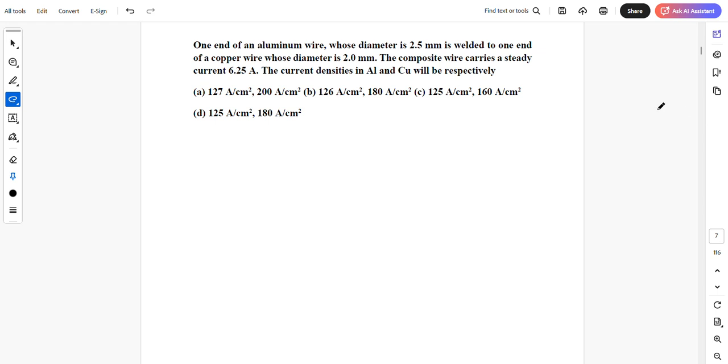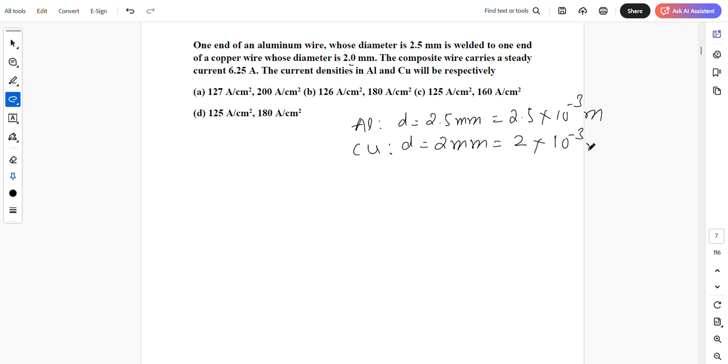Now one aluminum wire is there. What is given for aluminum? The diameter is 2.5 mm, which is 2.5 into 10 to the power of minus 3 meter. And then for copper, how much diameter have they given? Diameter 2 mm, which is 2 into 10 to the power of minus 3 meter. The composite wire carries a steady current. Current is given as 6.25 amperes.